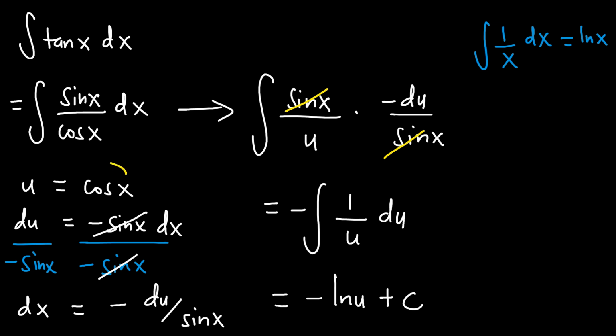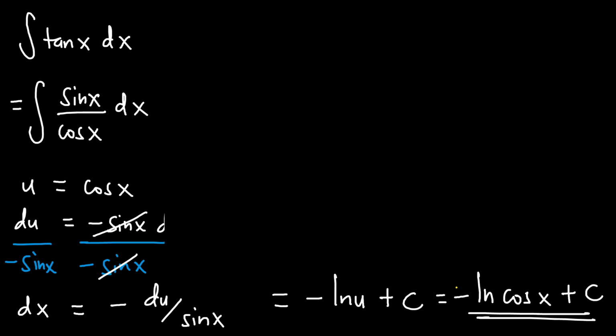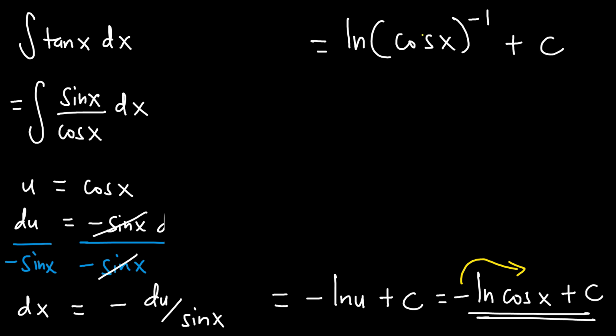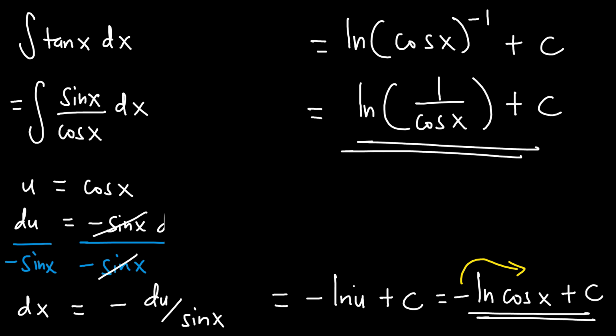And at this point, we can replace u with cosine x. So this will be equal to negative natural log of cosine x plus c. And if you want, you can further simplify this. From the rules of natural logarithms, we can take this negative to the top. And so we shall have natural log of cosine x raised to the power of negative 1 plus c. And at this point, we can take this to the bottom, and the negative exponent will become positive. So this will be natural log of 1 divided by the cosine of x plus c, and that's our answer.